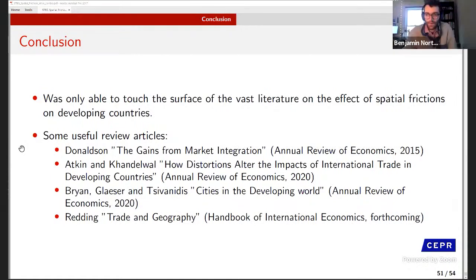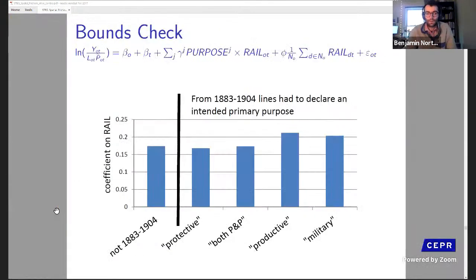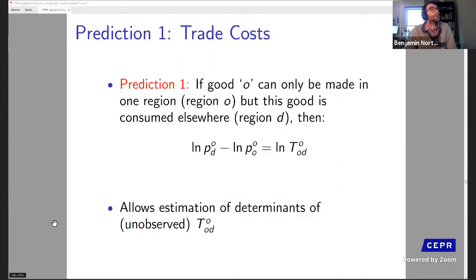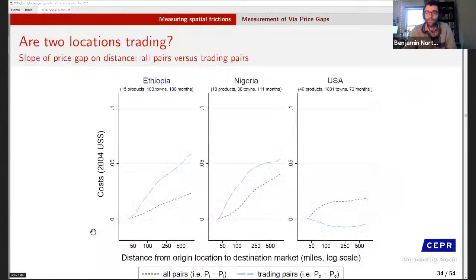Yeah, I have a small question just out of curiosity. When you presented how trade costs change by distance, or how the price gap changed by distance, in the US, the price gap becomes negative on the trading pair only thing. I guess why do you think that is? I'm forgetting if that's the trading pair or the non-trading pair. Yeah, with the trading pairs.